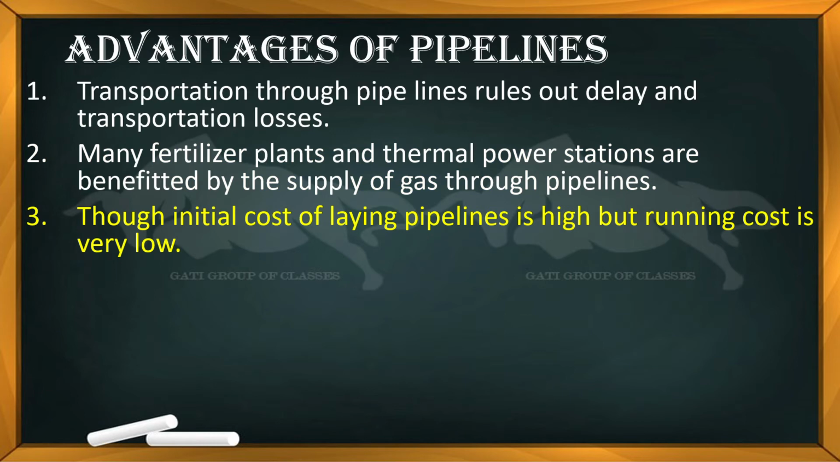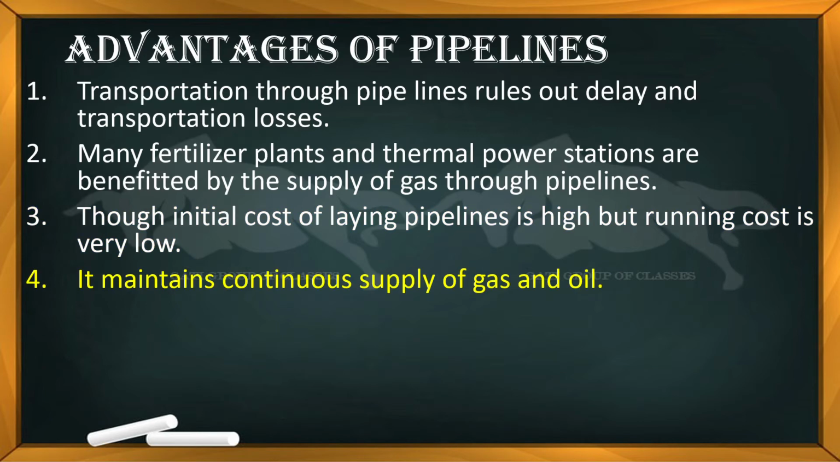And one more thing is that the initial cost is very heavy. Obviously, if we are going to lay pipelines in the earth, it will be initially costly, but after some time it will not be that costly, and the maintenance is not that costly. It maintains a continuous supply of gas and oil whether there is any type of curfew or any type of problems in the country, but still the supply of gas and oil will continue.